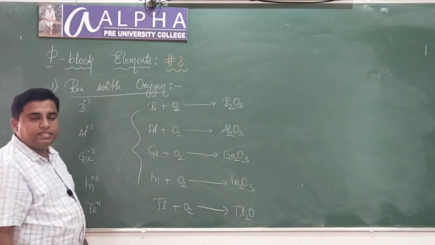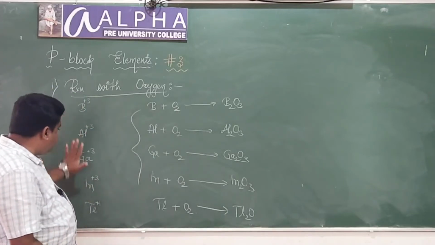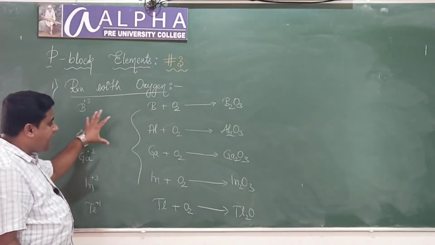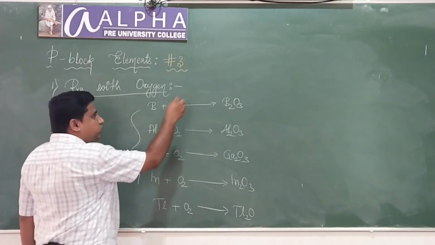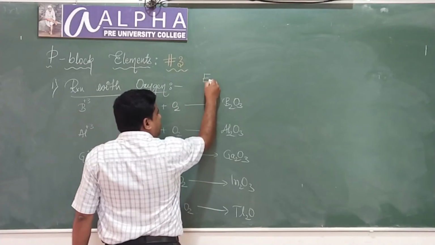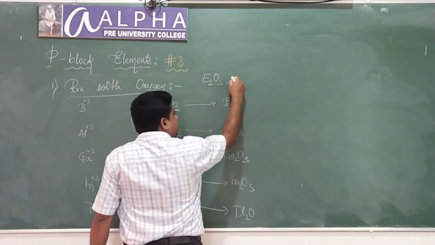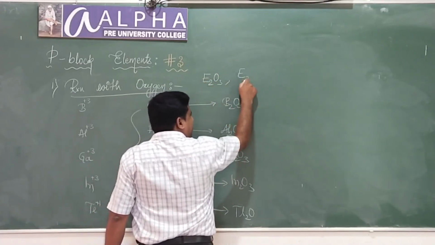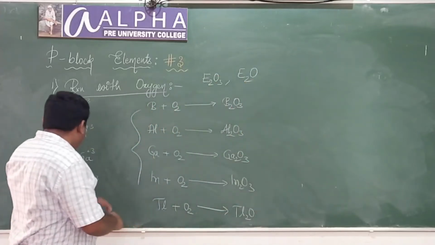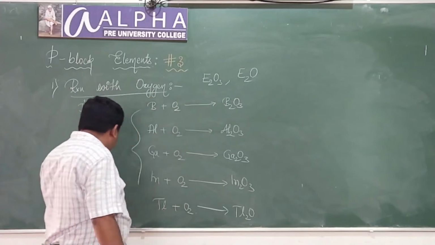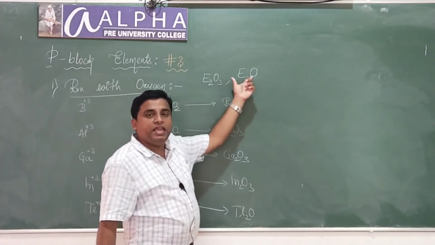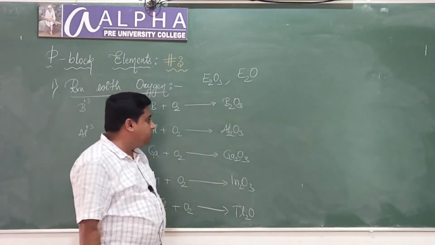So I can say, when boron family elements react with oxygen, they form two types of oxides. Which are those two types of oxides? One type of oxides of the type E2O3 and the other type of the oxide of the type E2O, isn't it? Gallium to indium will form oxide of the type E2O3, whereas thallium will form an oxide of the type E2O. Got it?